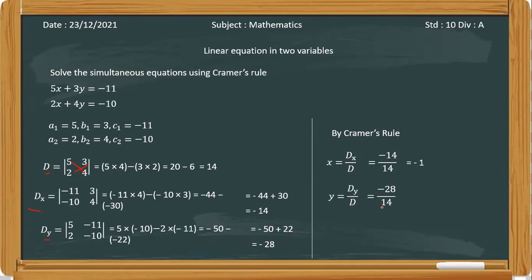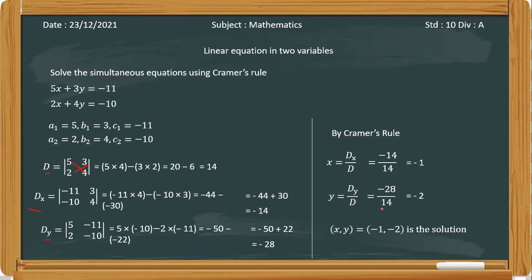And 14 divided by minus 28 is, right, minus 2. So what we get? We get x and y as minus 1 and minus 2. So in the end, we will write it as x and y is equal to minus 1 and minus 2 is the solution. Okay.